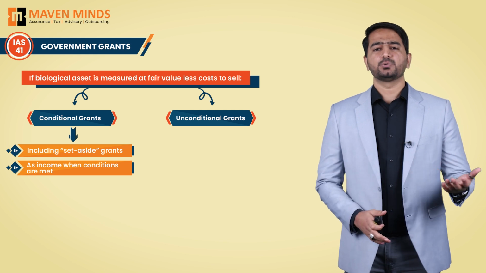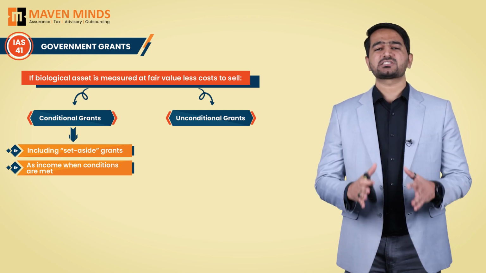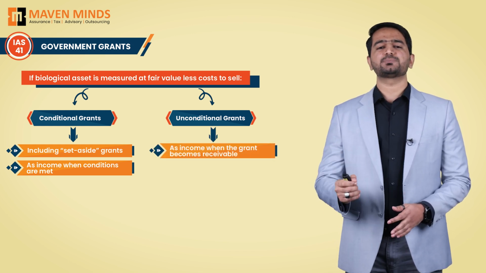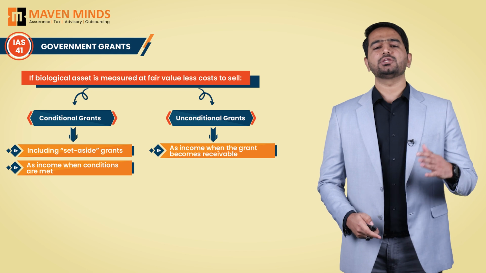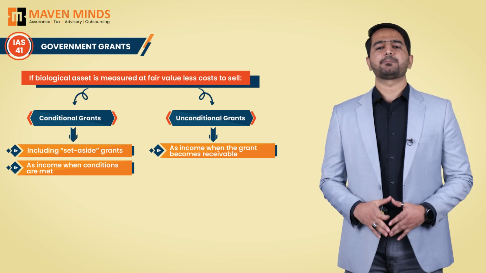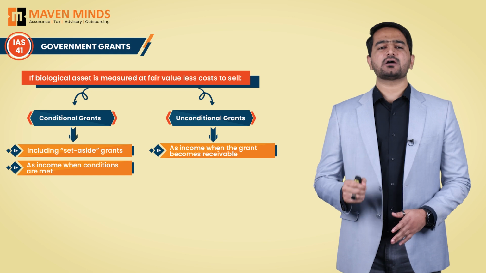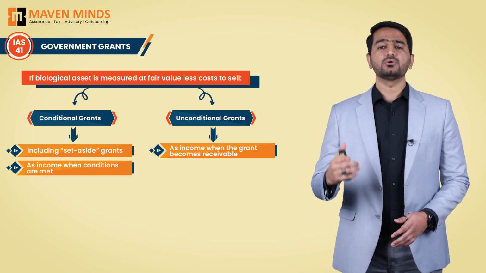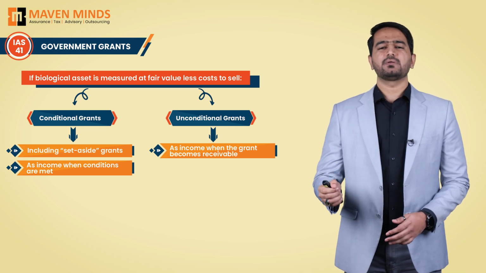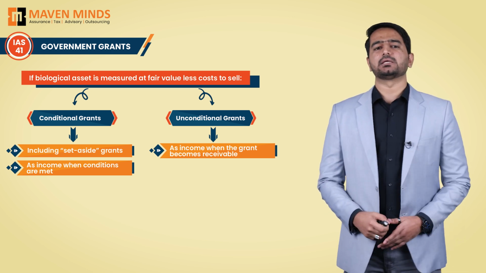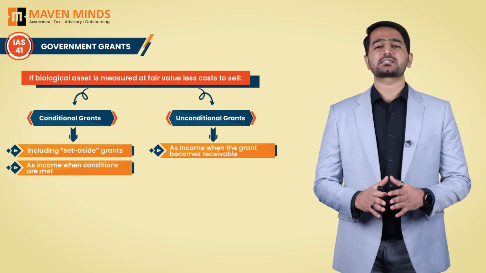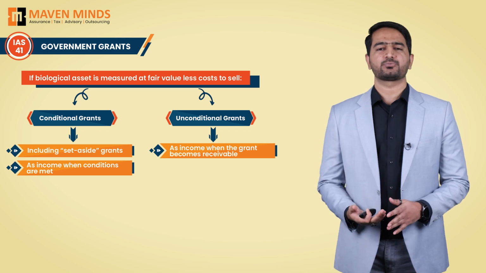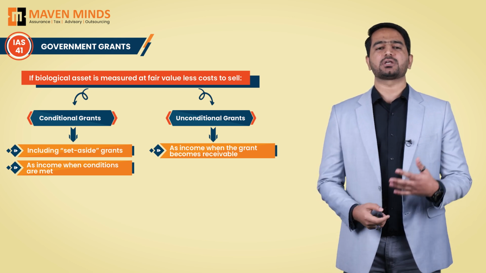In this case, you recognize the grant as income as soon as it becomes receivable, meaning the moment you are eligible to receive it, you record it in your profit and loss statement. For example, if the government offers $5,000 as a subsidy for every 100 cows owned, and you already own 100 cows, you can recognize the grant as income immediately. So far, we have discussed grants related to biological assets measured at fair value less cost to sell, which is the default rule under IAS 41.